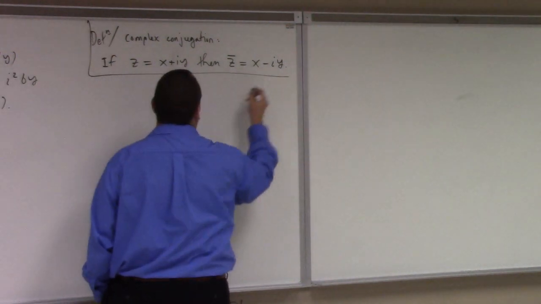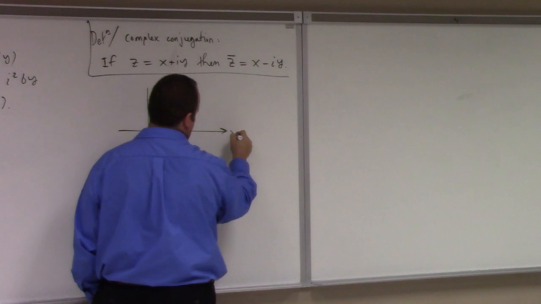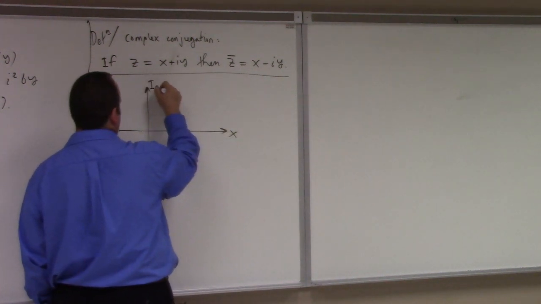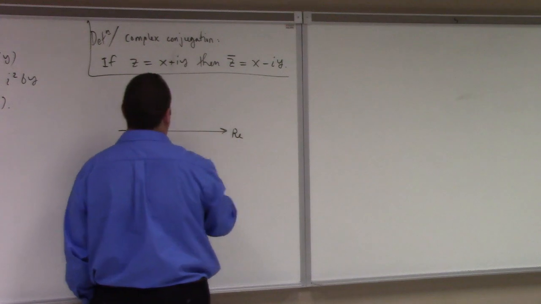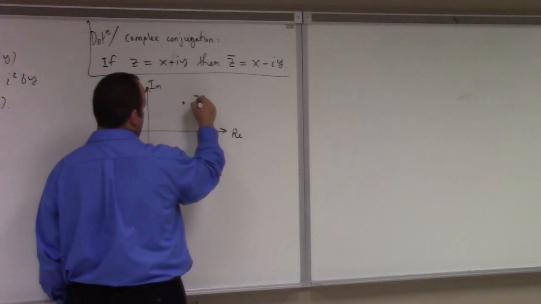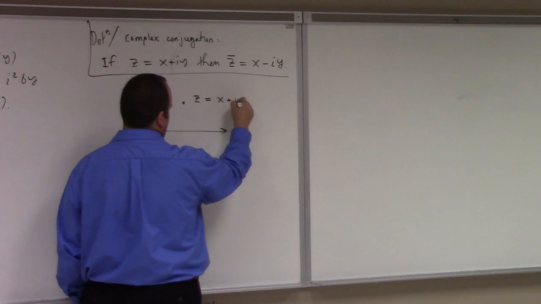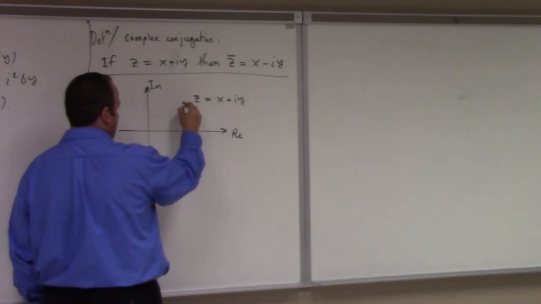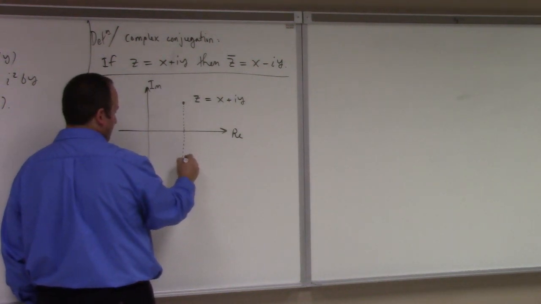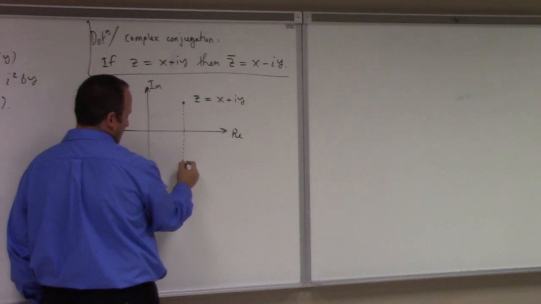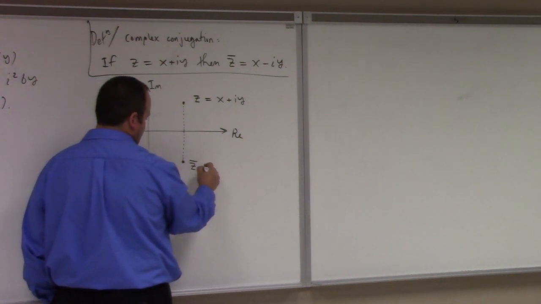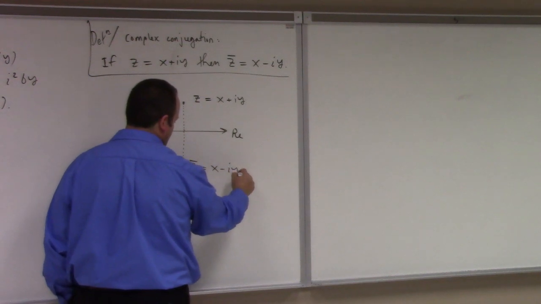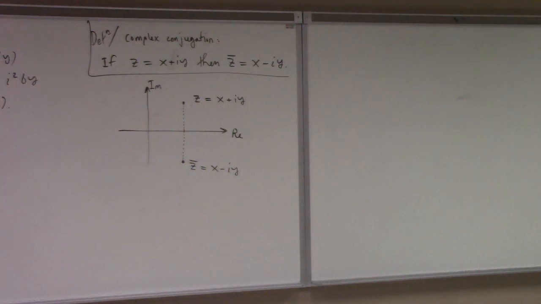Now, maybe it's time to make a picture. So this is the real axis. This is the imaginary axis, right? So if I take a point here, z, which is x plus iy, where is the conjugate? It's down here, right? The same x, but minus y. So complex conjugation geometrically corresponds to reflecting over the real axis, right? Like this.